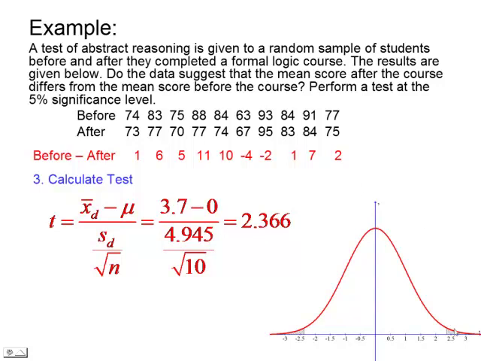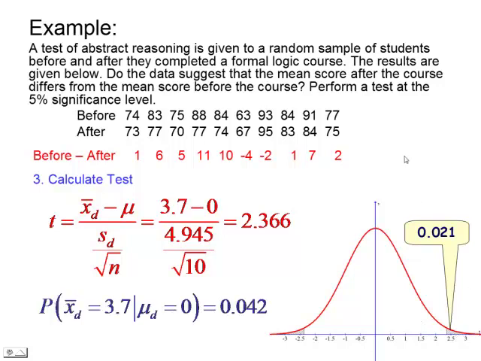Since this is a two-tailed test, we're going to draw a line at 2.366 and shade to the right, and at negative 2.366 and shade to the left. The right side p-value is 0.021. So the probability that we get a sample mean difference equaling 3.7, given that the population mean difference is equal to 0, is 0.042, which is the double of the right side.